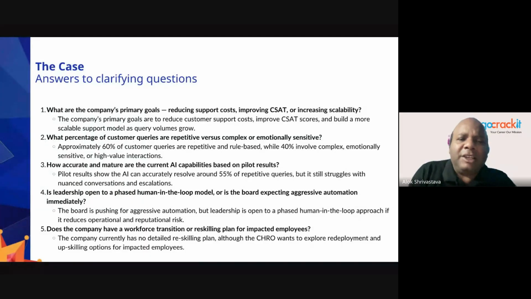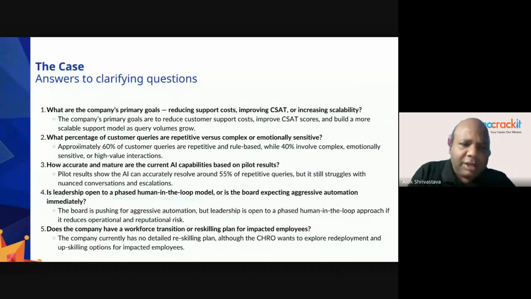So approximately 60% of the customer queries are repetitive or rule-based, while 40% are complex in nature. How accurate and mature are the current AI capabilities? Pilot results show that AI can accurately resolve around 55% of the repetitive queries, but still struggles with the nuanced queries. Is leadership open to a phased human-in-the-loop approach?